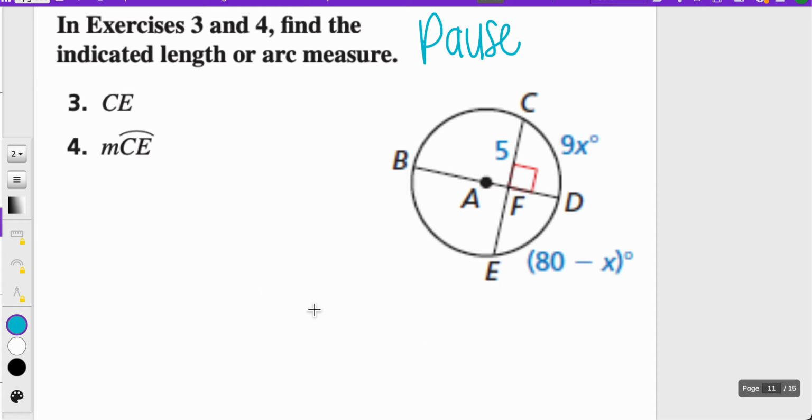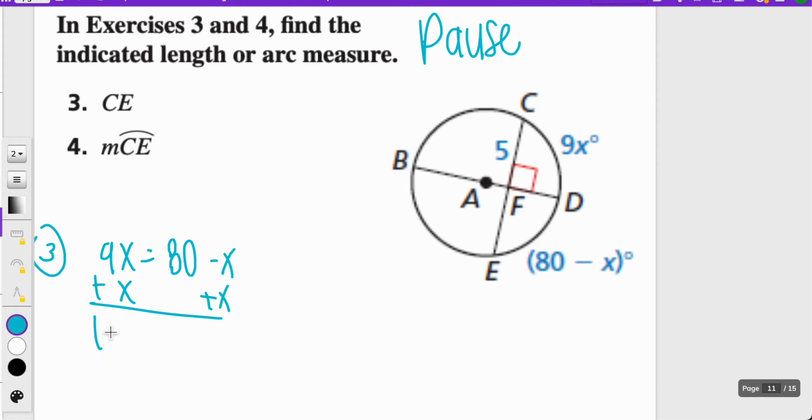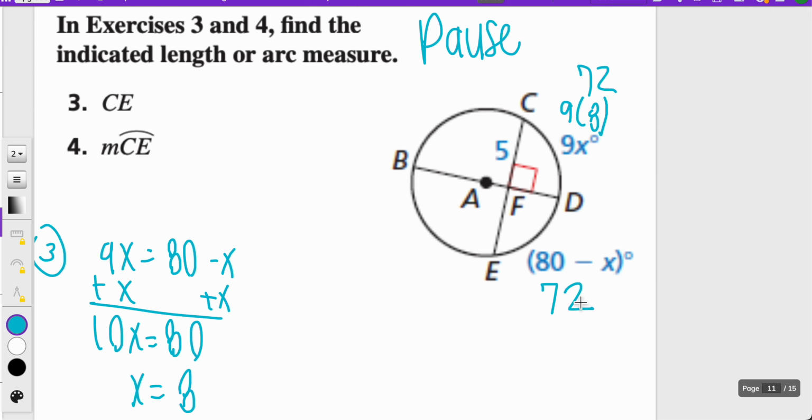So CE is showing that perpendicular bisector, so that means both of these are equal to one another. So for number 3, the CE measurement, I'm going to say 9x is equal to 80 minus x. Start by getting x to one side, so 10x is equal to 80, which means x is equal to 8. So CE, we can even just say 9 times 8, which is 72. So this one would also be 72.